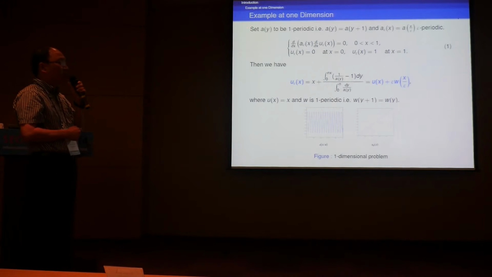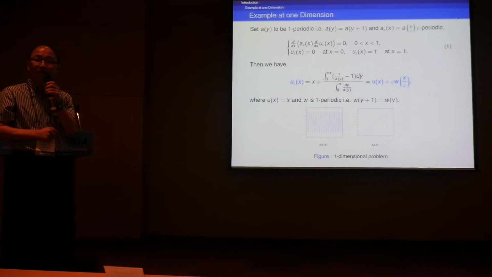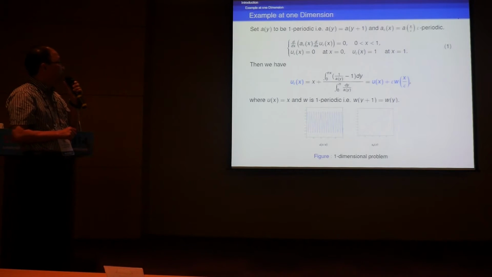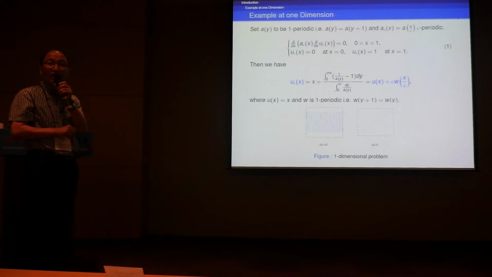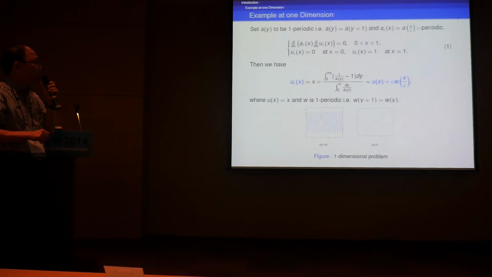Okay, let me start with the very simple one-dimensional problem. So my x and y variables are just one-dimensional, and my diffusion coefficient is oscillating like this periodically. I put the boundary data 0 and 1 here and solve this. Then you can derive the solution easily since it's an ODE. Then you end up with this solution.